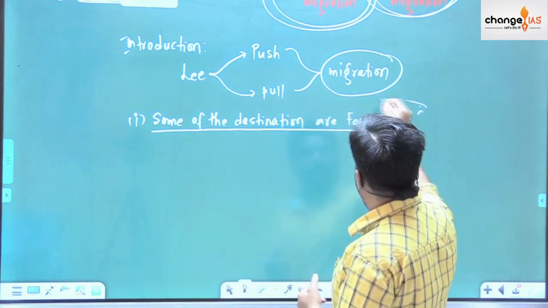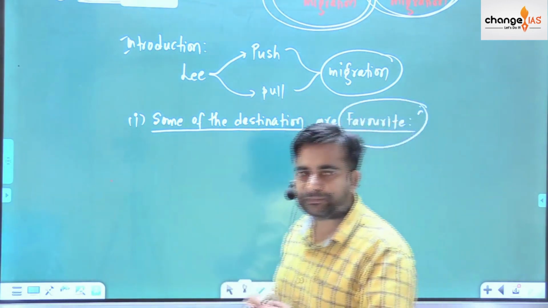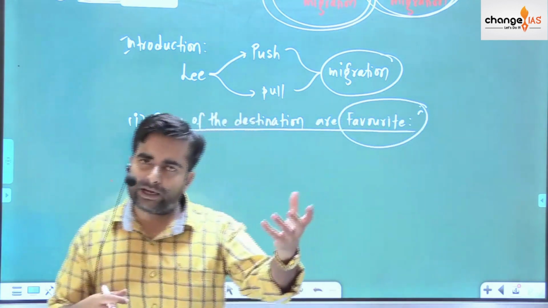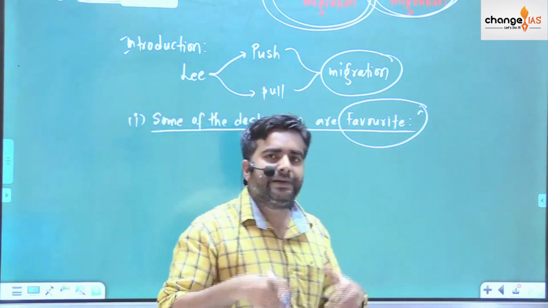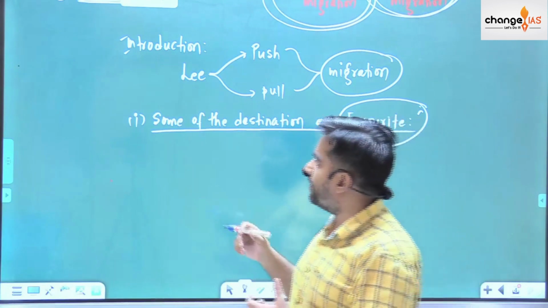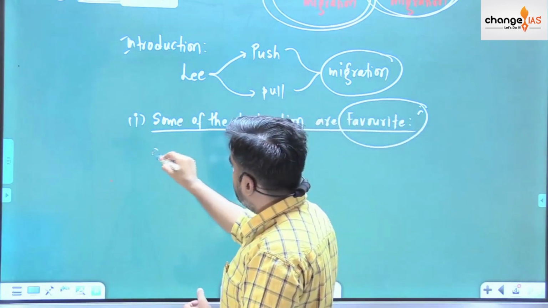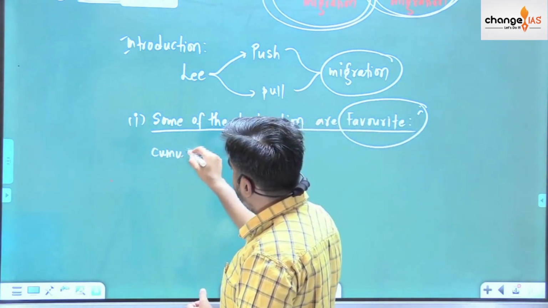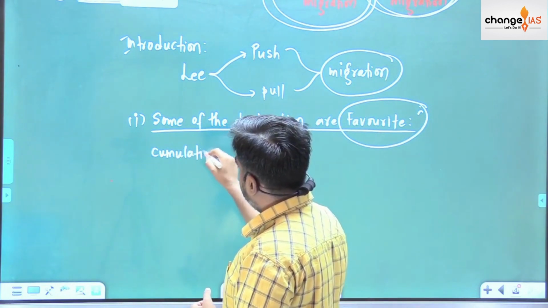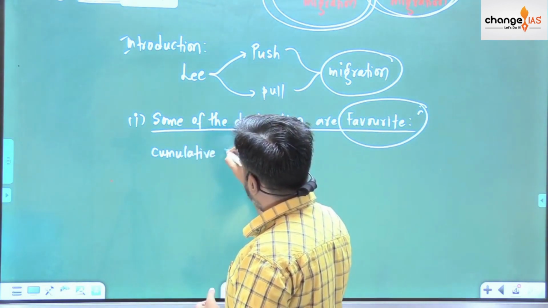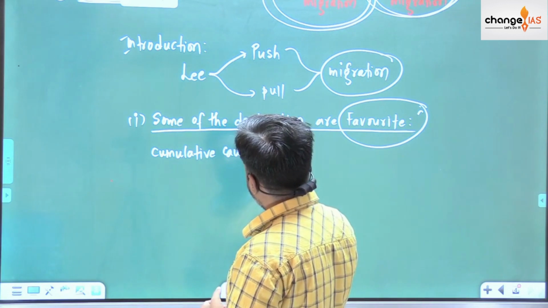सब लोग एक फेवरेट डेस्टिनेशन पे क्यों जा रहे हैं? हाउ यू कैन एक्सप्लेन, हाउ यू कैन डिस्कस अबाउट इट, आप इसको कैसे समझा सकते हैं? सम ऑफ द प्लेसेस आर फेवरेट एज सजेस्टेड बाय मेडाल इन क्यूमुलेटिव causation theory.